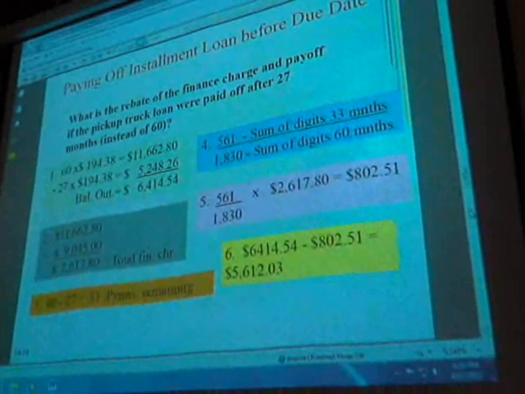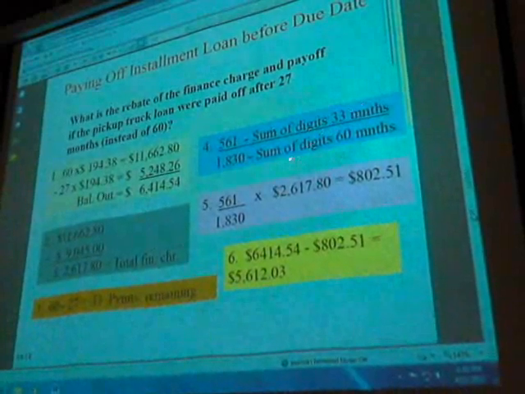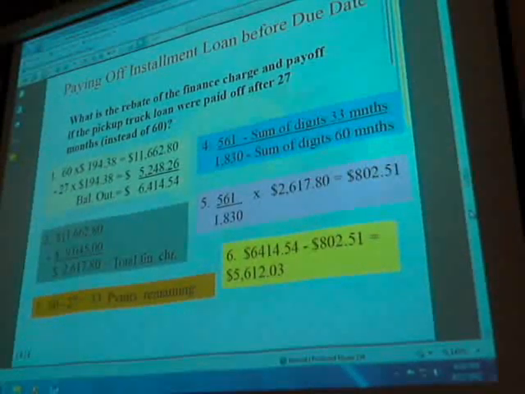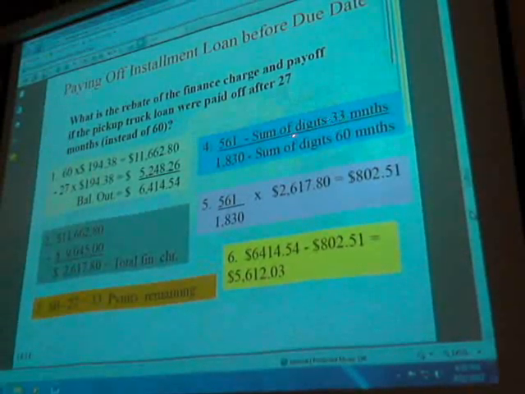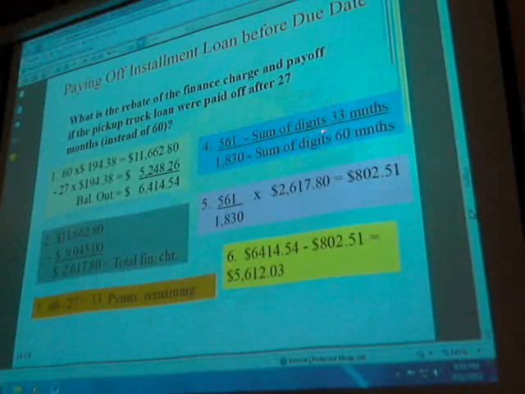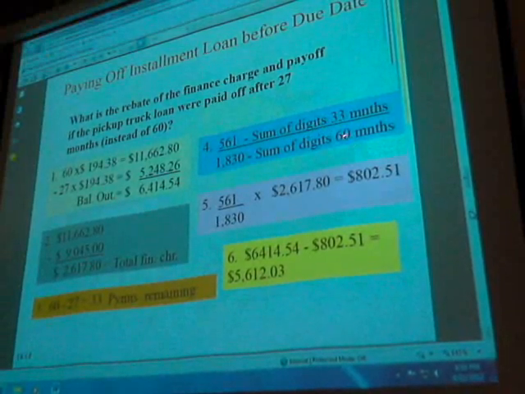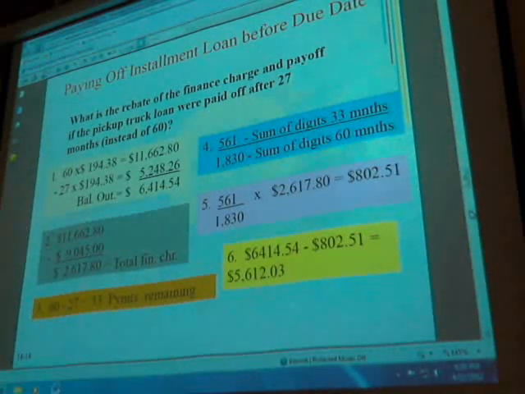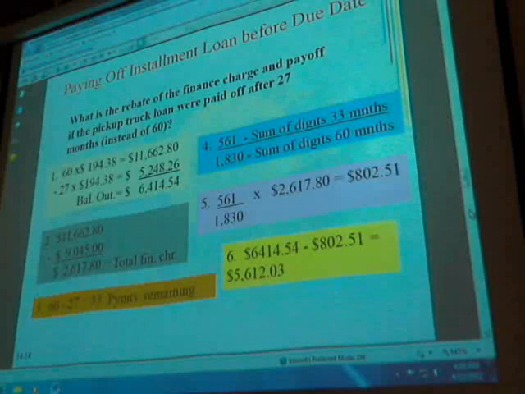Now, what you're going to use in the formula, look at step 4. Do you use 27 anywhere? No. You use 33 from the rebate fraction table, and you also use what? 60. So when you use the rebate fraction table, you have to use it how many times? Twice.